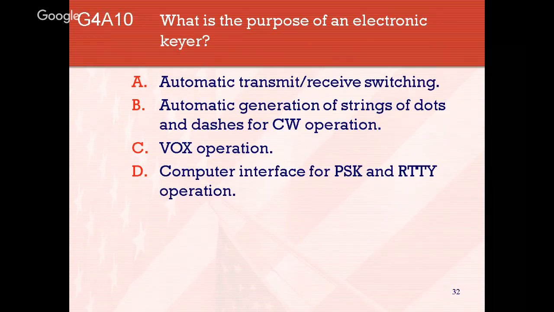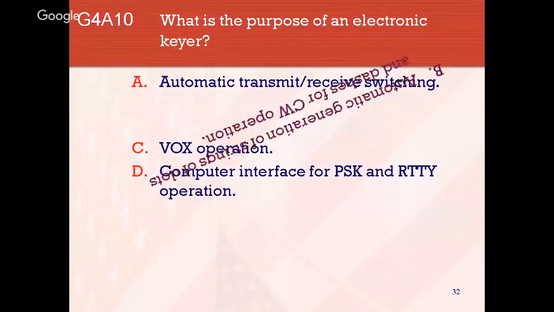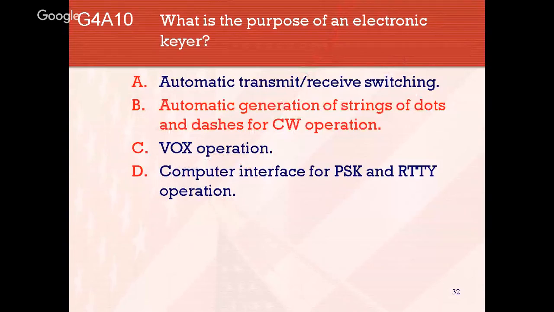What is the purpose of an electronic keyer? The electronic keyer does an automatic generation of strings of dots and dashes, or dits and dahs, as we like to call them, because that more closely approximates the sound that you're hearing, and that's why we refer to it as dits and dahs. But there you're saying dots and dashes for CW operation here.